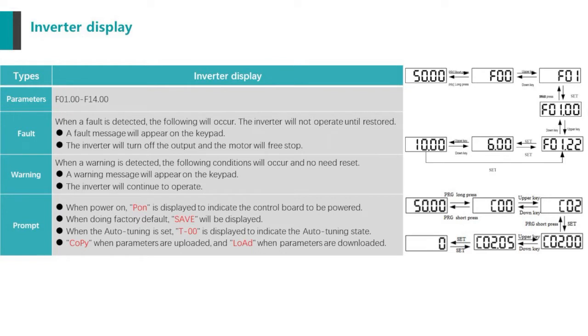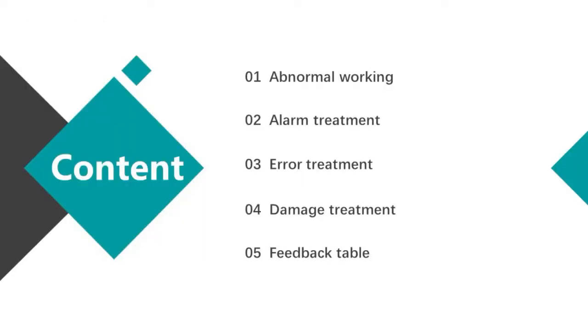Knowing the meaning of these displays, we could get into the introduction today. I will introduce how to troubleshoot the problems when the VFD is working abnormally, alarm, error, damage, and in the final part, a feedback table with the necessary fault information will be provided, which could help us find the problem better.